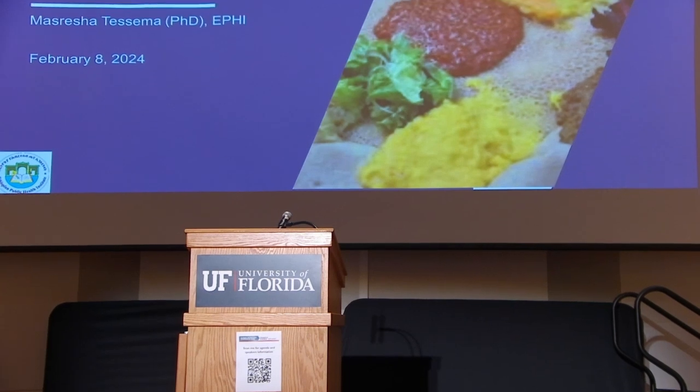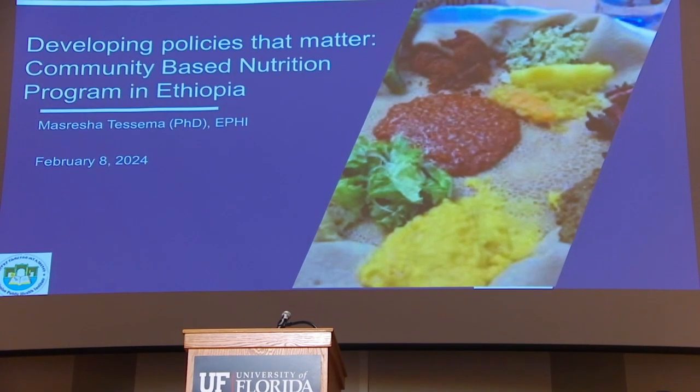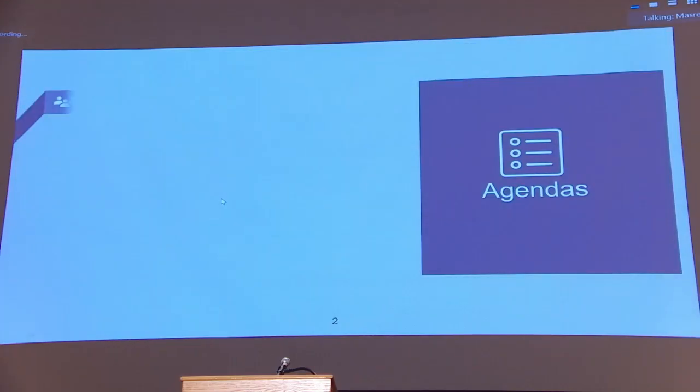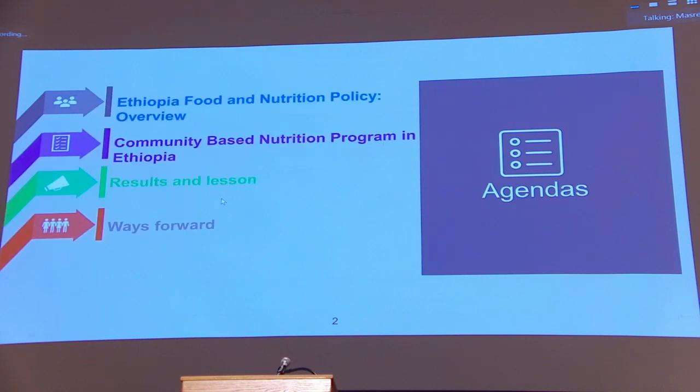About the development policies that matter. And most importantly, I will focus on the community-based nutrition program, one of the large-scale government community-based nutrition programs in Ethiopia. So my outline is as indicated here. I will briefly talk about the Ethiopian policy landscape, the community-based nutrition program, some of the lessons learned, and also the way forward.